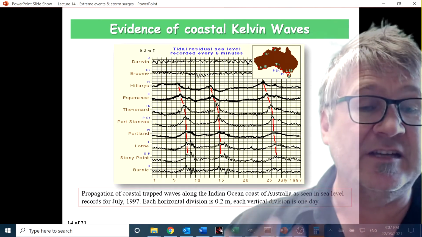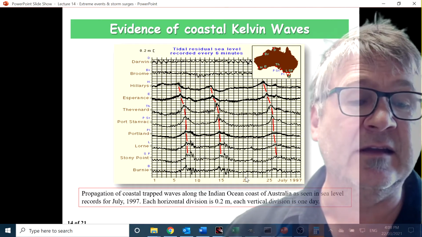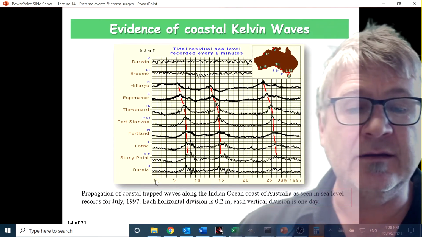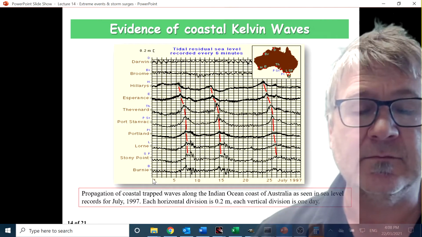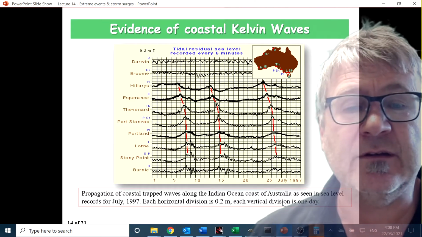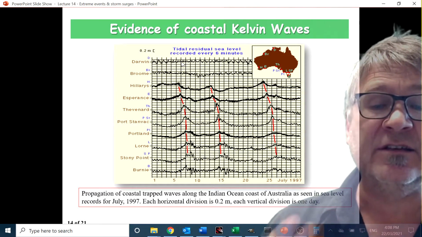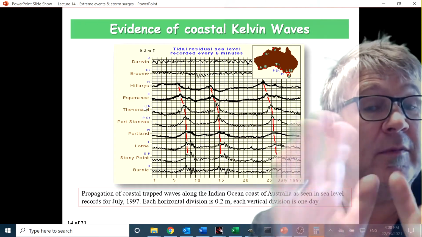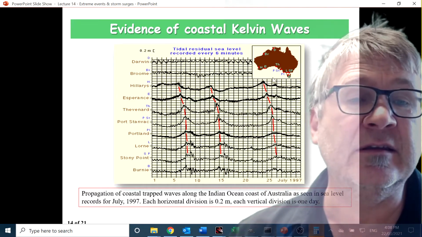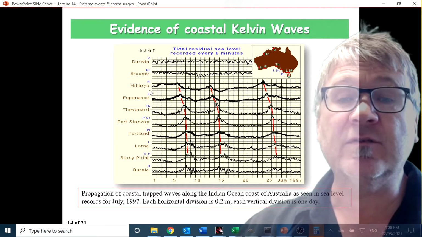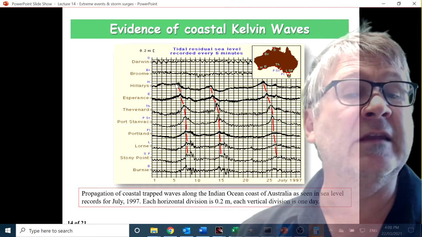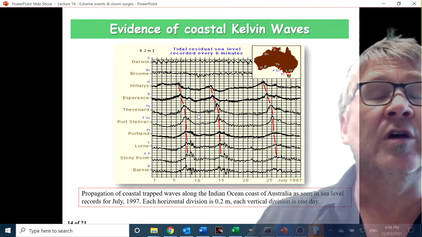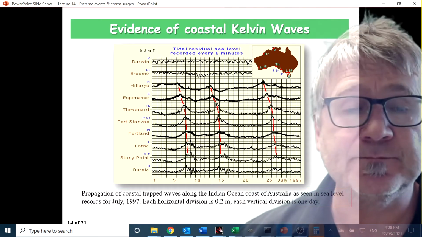This is a time series in terms of days, and this is July 1997. Each division is 1 day, you have 25, 30 days, and in the vertical each division is 20 centimeters. You can see an anomaly. There's one anomaly starting here on the southwest coast at Hillary's, and then you can see a delay in Esperance, and it moves along the coast with the coast on its left.